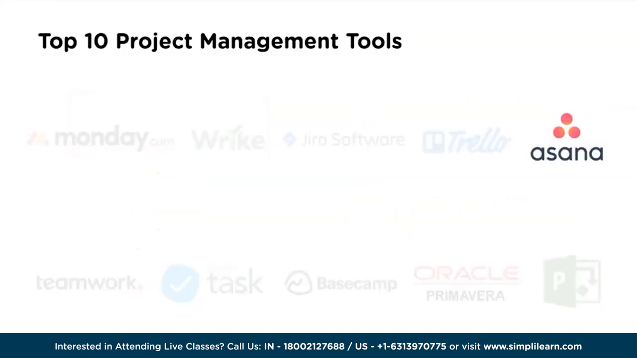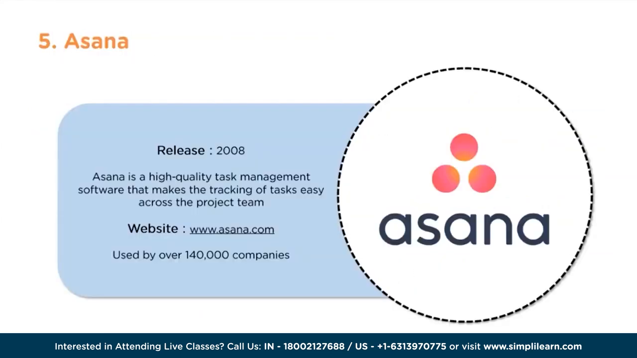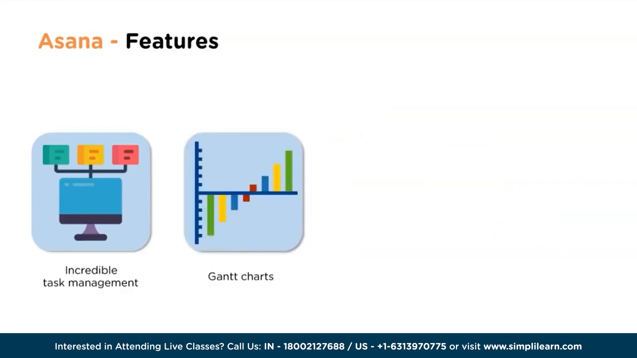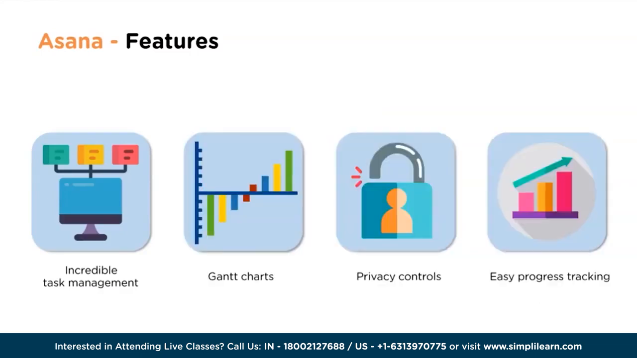Now let us look at Asana. The Asana tool was released in 2008. It is a high-quality task management software that makes the tracking of tasks easy across project management. The website to access this tool is www.asana.com, used by over 140,000 companies. The features include incredible task management, Gantt charts, privacy controls, and easy progress tracking.